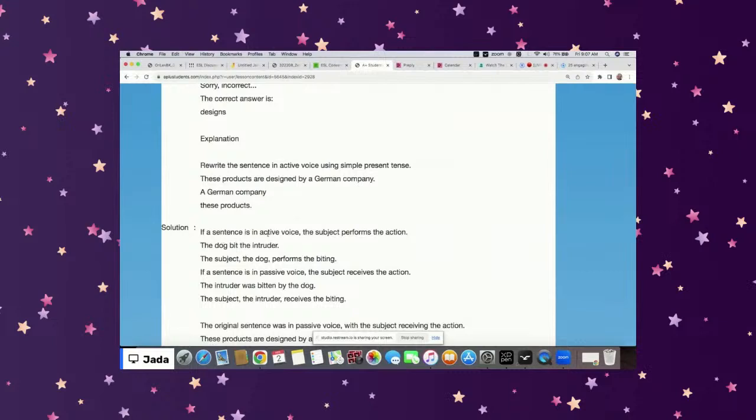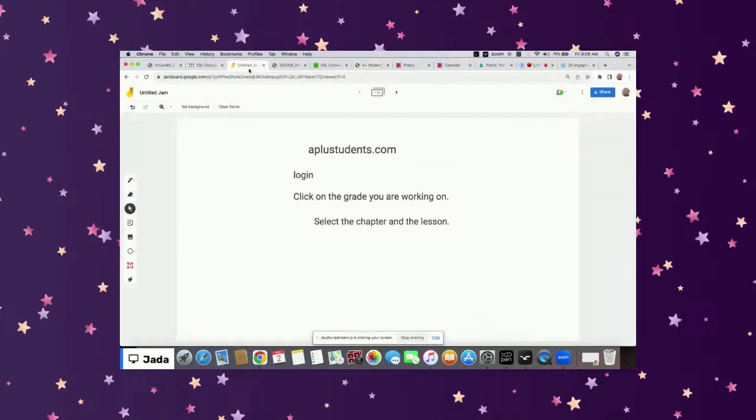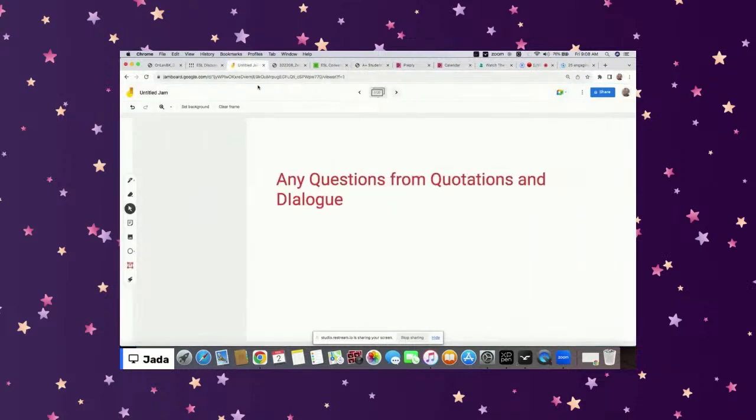Okay, so again, I will just explain. If a sentence is in active voice, the subject performs the action. Then, if a sentence is in passive voice, the subject receives the action. I will write some examples of passive and active voices on the board right now. So I'll just give some examples so you can see more.